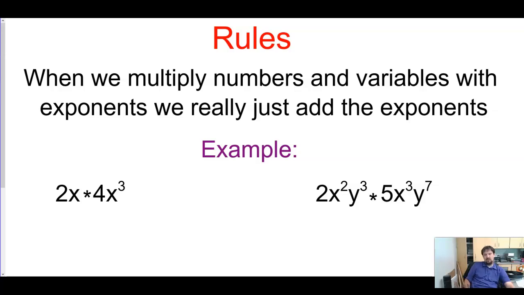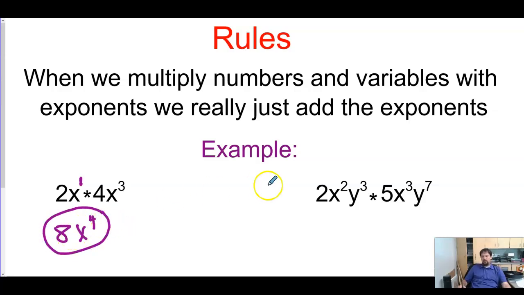Alright, so if we take a look at this example, 2 times 4 is 8. We're just multiplying these numbers together first. And then we have x. This is basically x to the first power and x to the third power. Well, 1 plus 3 is 4. So x to the first power times x cubed is 8x to the fourth power. We just added 1 and 3.